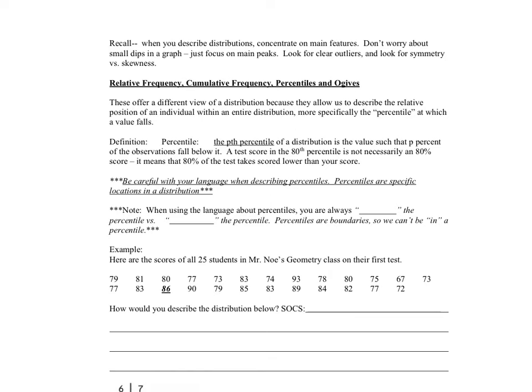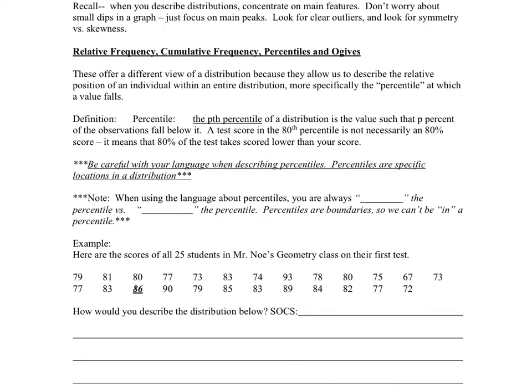Also notice something while I'm talking, that I'm not saying you're in that particular percentile. A lot of people do that also. They say, oh, I was in the 50th percentile, right? You can't actually be in a specific percentile. You need to use language that talks more about where you're at instead. So when you're using language with percentiles, you are always at the percentile versus in the percentile, right? Percentiles are boundaries, so you can't be in them, you are at them.